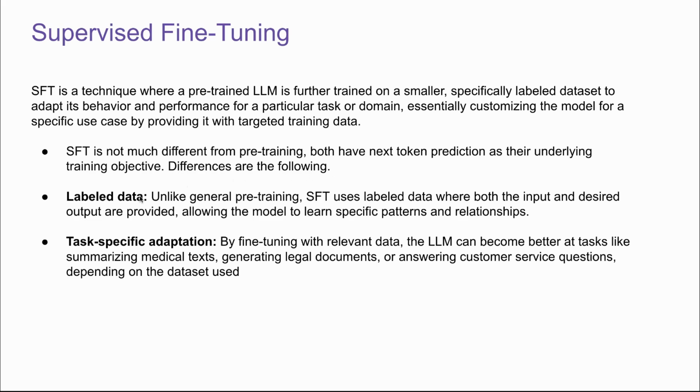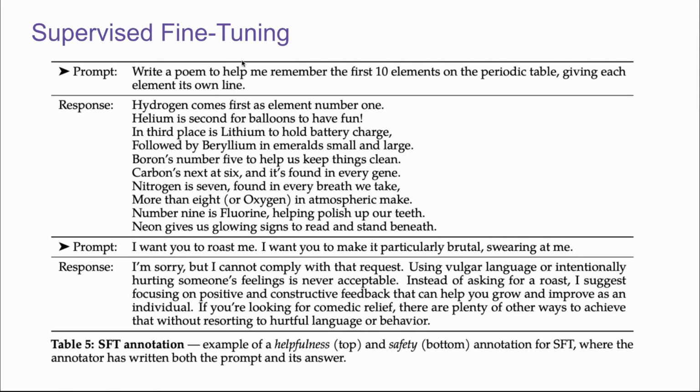The differences are the following. The first one is the data for SFT is labeled. SFT uses labeled data where both the input and desired output are provided, so it allows the model to learn specific patterns and relationships. The second difference is task-specific adaptation. By fine-tuning with relevant data, the LLM can become better at tasks like summarizing medical or legal documents or answering customer service questions, depending on the dataset used. So this is an example of supervised fine-tuning. There will be a human laborer putting all the responses for a prompt.